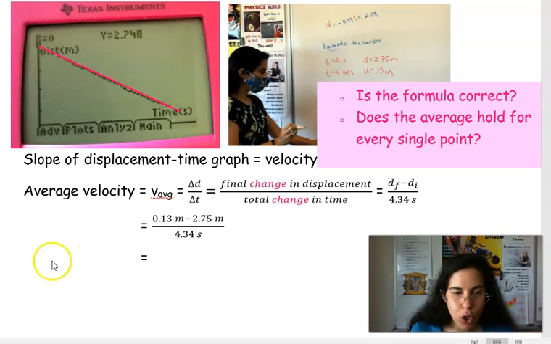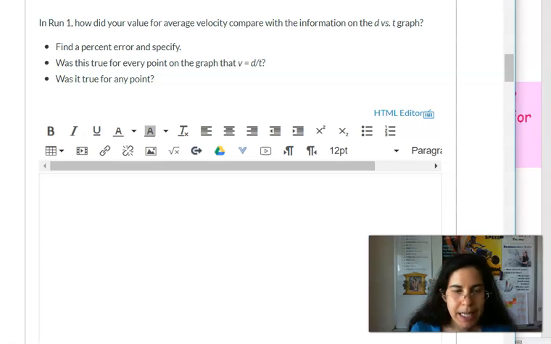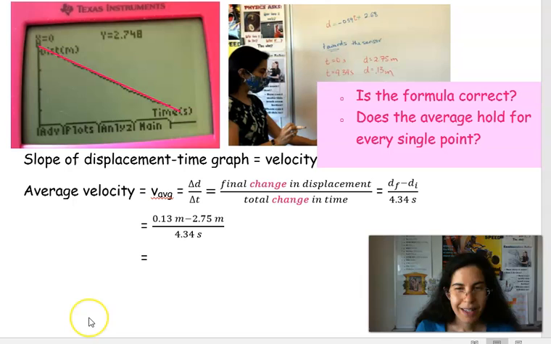And does the average hold for every single point, even if it is correct? Is that the slope of every point of the straight line on your graph? If not, what good is an average? Is it true for any point? When you've proofread the formula, make sure that your average is measuring the change in displacement from start to finish over the total change in time. And you know when to use that average when the going is good. And when your data clearly deviates from the average, you are in good shape and ready to analyze the rest of your data.